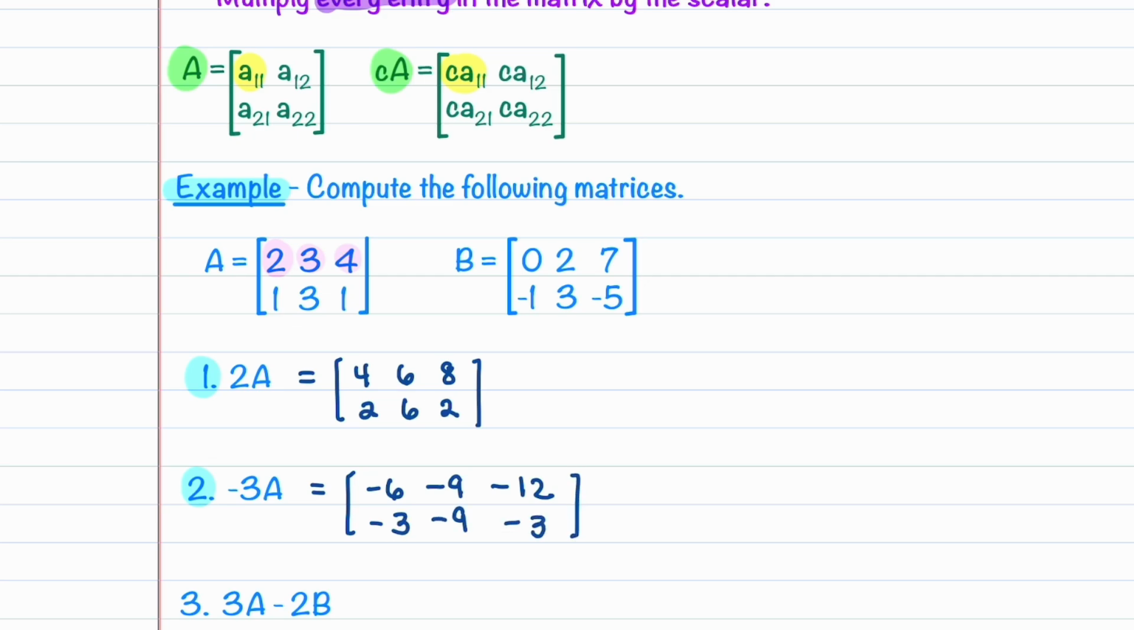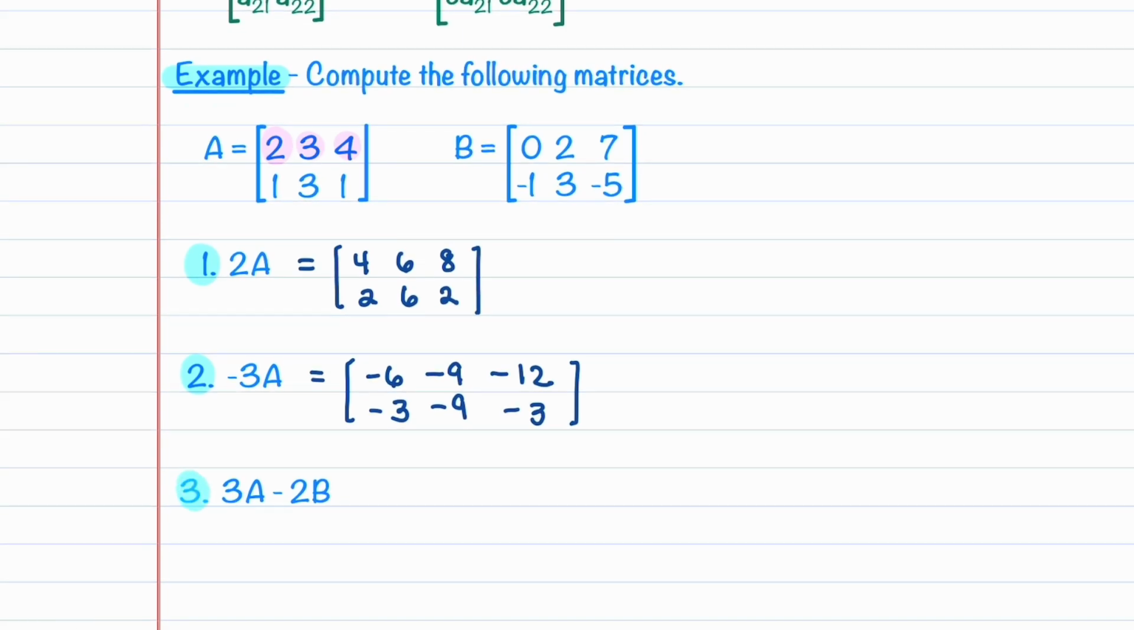In our last example, we are going to combine everything we learned in this video. We are going to combine scalar multiplication with subtraction. So the first thing we're going to do is multiply matrix A by 3, and then we're going to subtract 2 times matrix B. Let's see what this looks like. Let's look at our first entries. 3 times 2 is 6, and then minus 2 times 0 is 0.